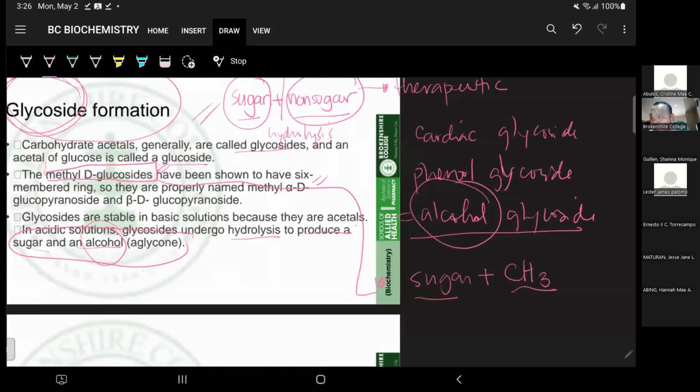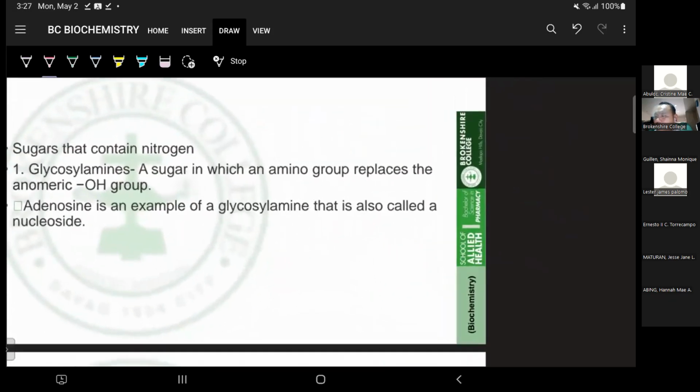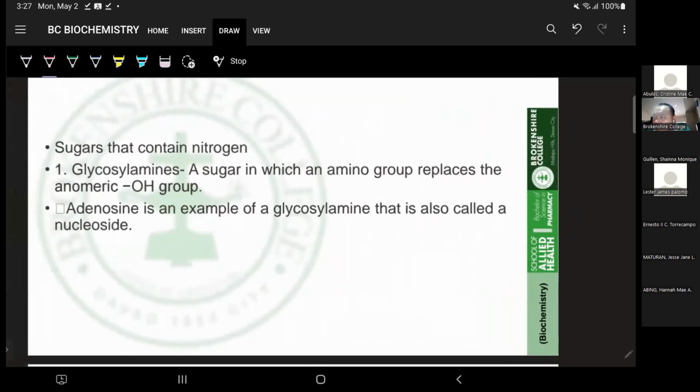Magkatulad lang yan. It's just that in the structure of this one, this is in the Fischer projection, itong glucopyranoside naman ito siya sa Haworth, pagkatapos meron siyang alpha and beta, ibig sabihin yung hydroxyl group niya is either nasa baba or nasa taas. But then they are still the same. So nagkakaiba lang sa configuration. Yun lang yung kabuuan. Okay. So sugars that contain nitrogen, on the other hand, pag meron siyang NH3, NH2, no?